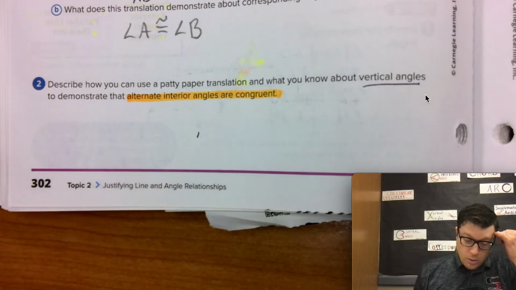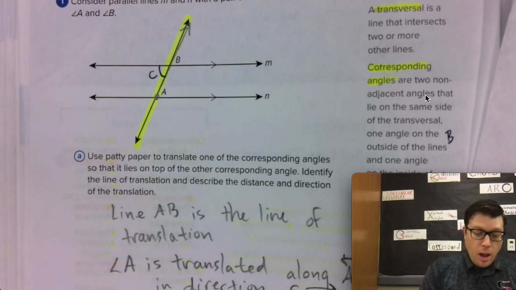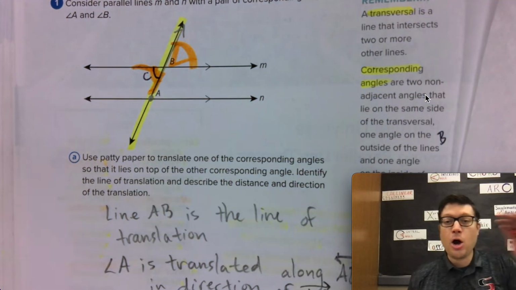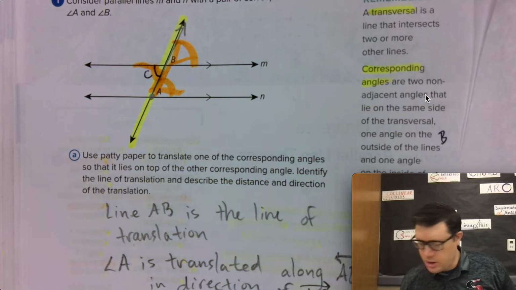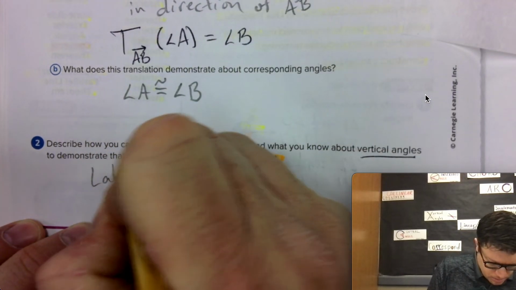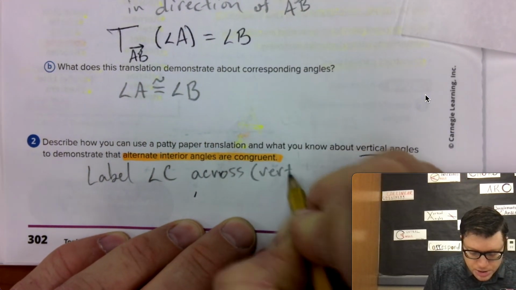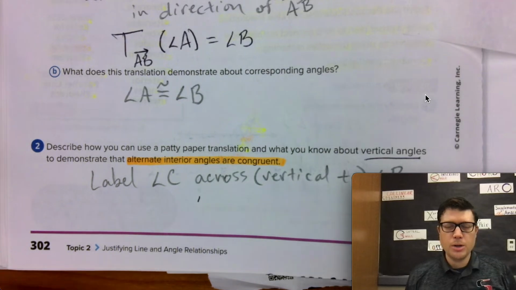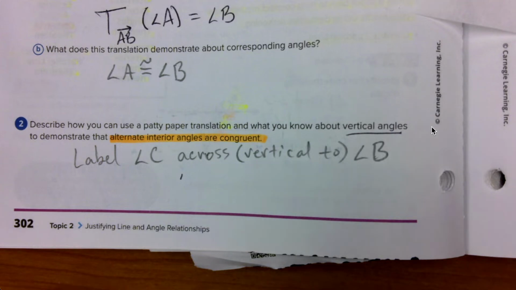So vertical angles would be the angles that are across from each other. And if you notice in the diagram, I drew angle B and I added to the picture angle C. They are vertical angles. And then angle C and angle A also need to be there. So here's what I can do. I can label angle C across, vertical to angle B.